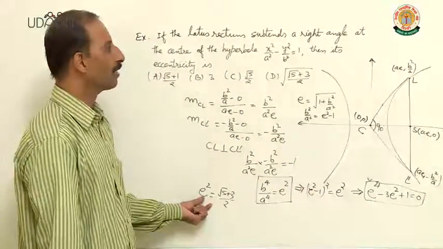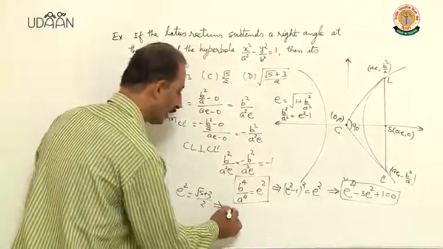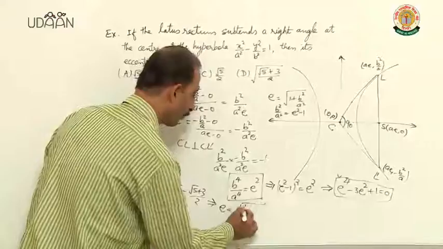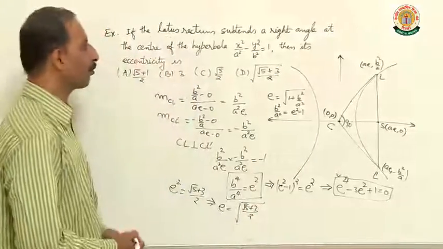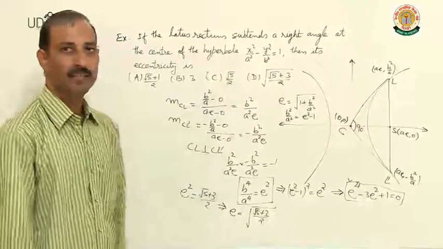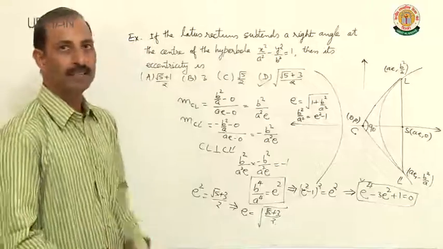Now they are asking for the value of eccentricity. So the value of eccentricity is e equal to root of (root 5 plus 3) upon 2. Now you can check which option is correct. That is the D option. So D option will give the exact value of eccentricity.